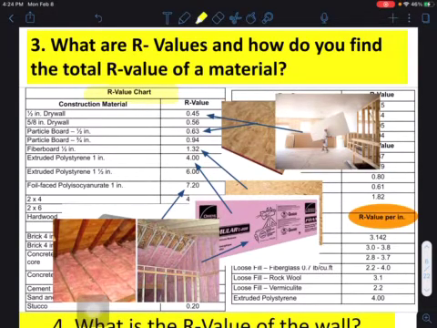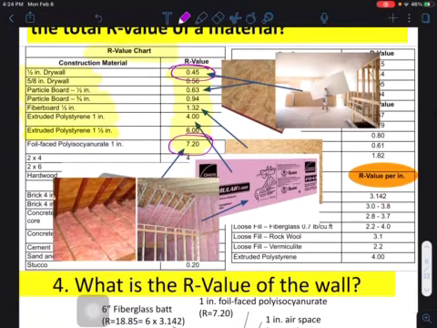And we've got different kinds of material here on the left side: drywall, different thicknesses, particle board, 1/2 inch and 3/4 fiber board, extruded polystyrene, 1 inch, 1.5 inch. And then here on the right side, we have the values for each of these different construction materials. So we have R value of the drywall here at 0.45 all the way down to the last one here. The foil face poly at 1 inch is 7.2 R values.